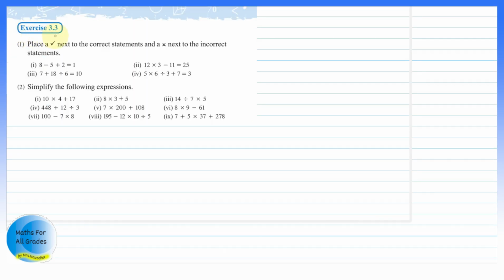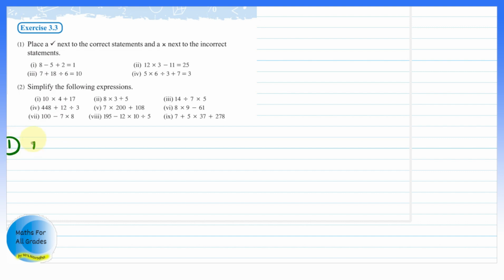Next we have exercise 3.3. Question 1. Place a correct sign next to the correct statements and a wrong sign next to the incorrect statements. Look at this one. On the left side, they have given expressions in each question. And on the right side, they have given answers for each question. Now you have to check if the given answer is correct or not. So that's what we do here.